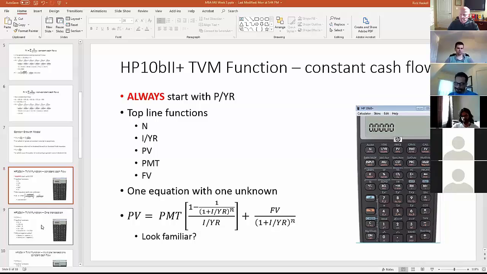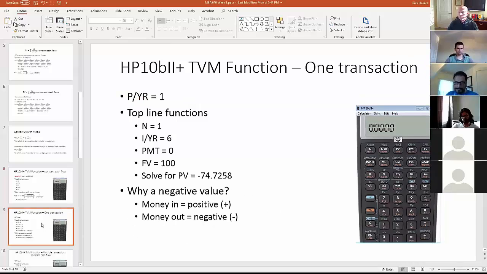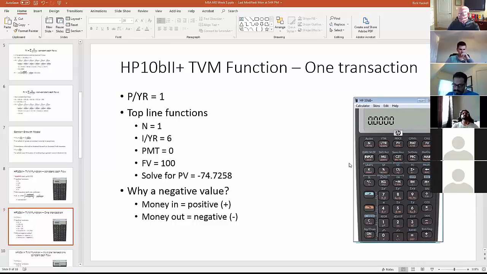Let's do an example. So we're going to use one period, 6% interest. We're not going to have any payments, and we're going to use a future value of 100. This, by the way, is that first number that I looked at. So we're going to set this. I'm going to make sure that I am at one period per year.